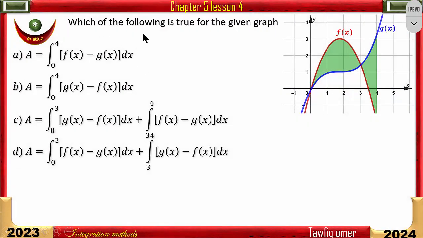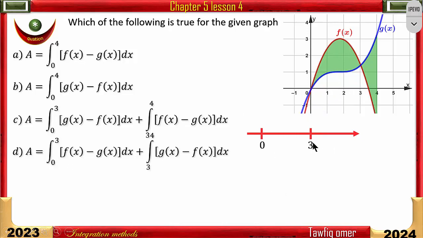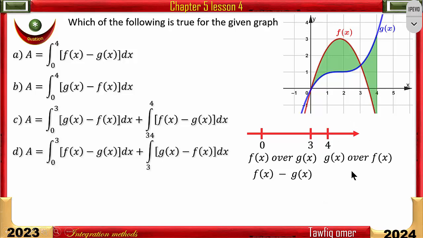Question: which of the following is true for the given graph? For this graph, which of these is true? As you know, this area is from 0 to 3, after that from 3 to 4. From 0 to 3, f of x is over g of x. And from 3 to 4, g of x is over f of x.